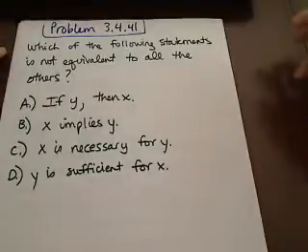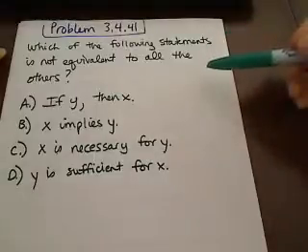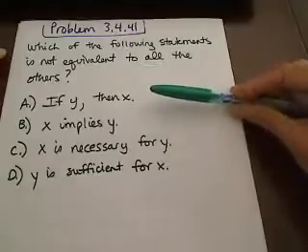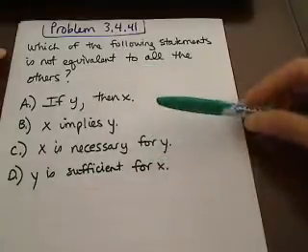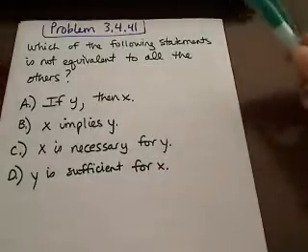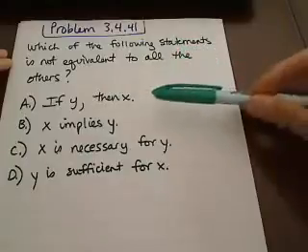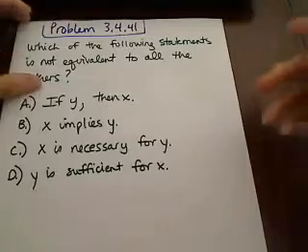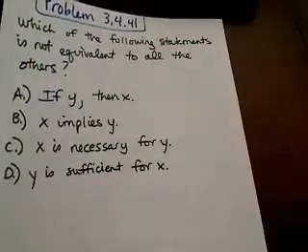All right, this is problem 3.4.41, and we're asked which of the following statements is not equivalent to all of the others. Okay, so what we need to do is convert these into the P implies Q type of form based on what they're saying, and then we can compare them that way. And this is something that you probably just are going to have to memorize.